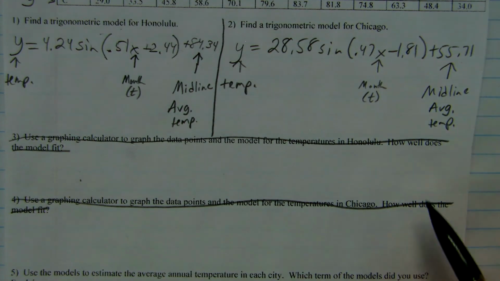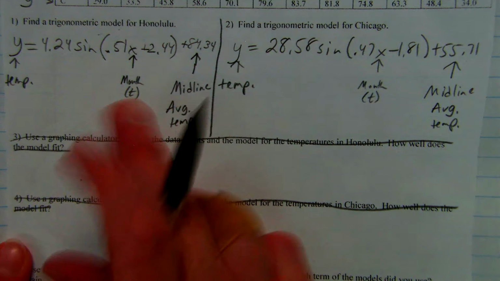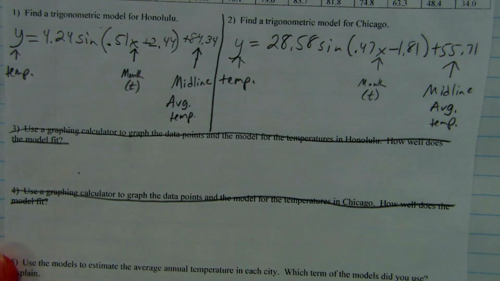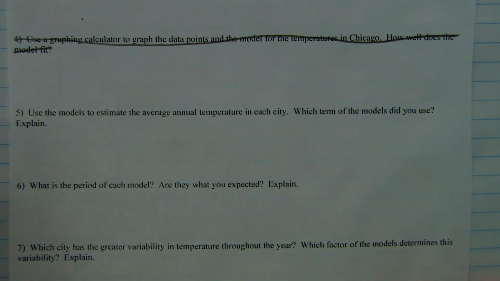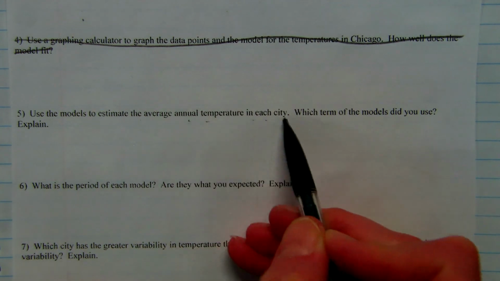But you just put the equation on the y equals and you graph it over the top of the dots and you go, oh, it fits well, or it's a little off. I'm not super worried about that part of this for right now because we've done a lot of that with other functions. What I'm more worried about is can we use these models to answer these questions? So it says use the models to estimate the average annual temperature in each city.